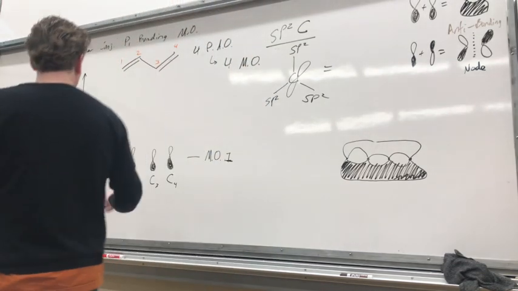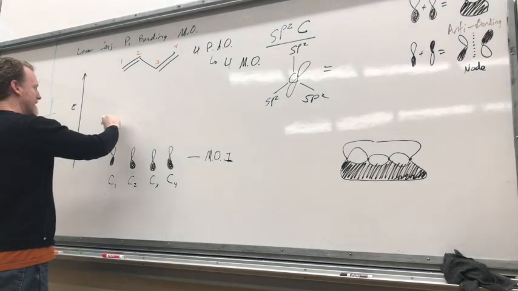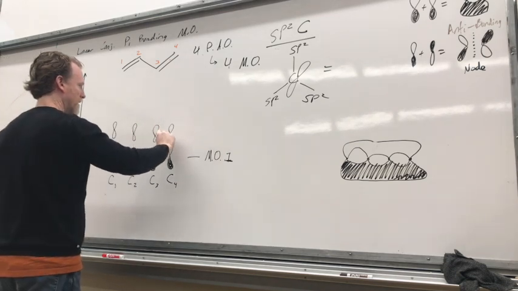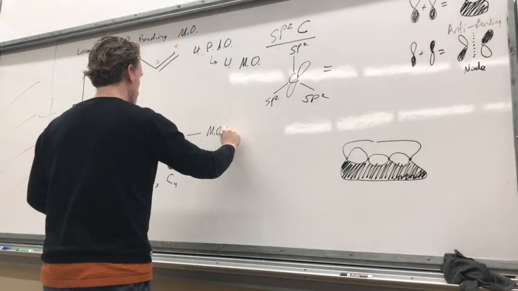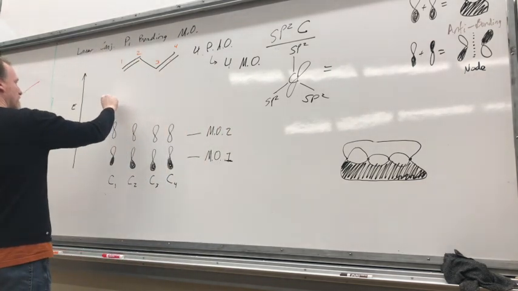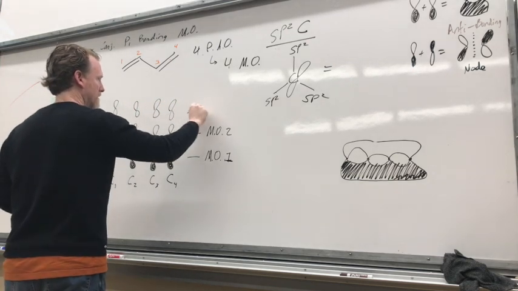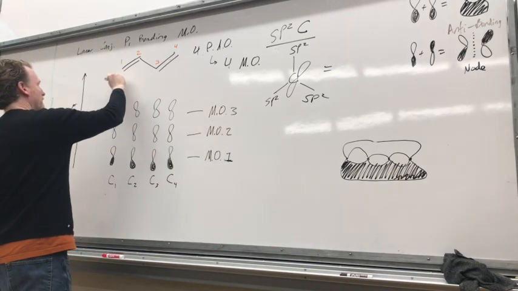Okay, so I got my lowest energy molecular orbital, but how many total molecular orbitals am I gonna make? Four. Four, yeah. And so these guys are gonna add together again in a different way. And that would be molecular orbital two. And then how many more? Another one. Molecular orbital three, and then finally a fourth way.